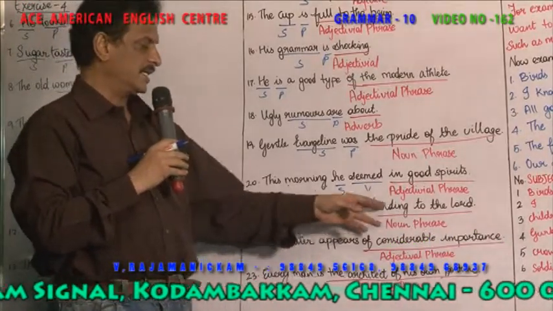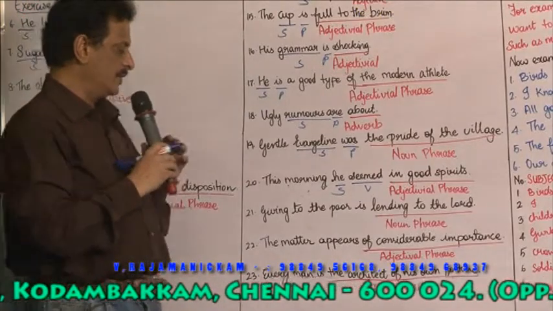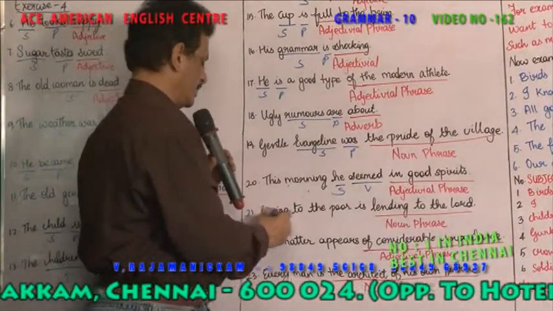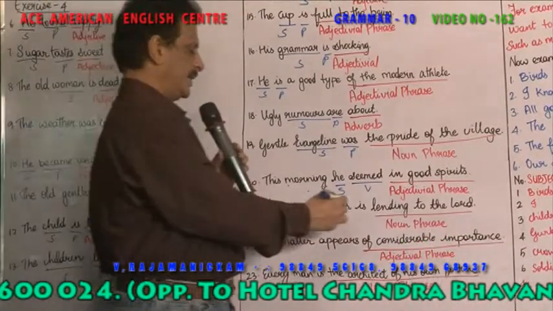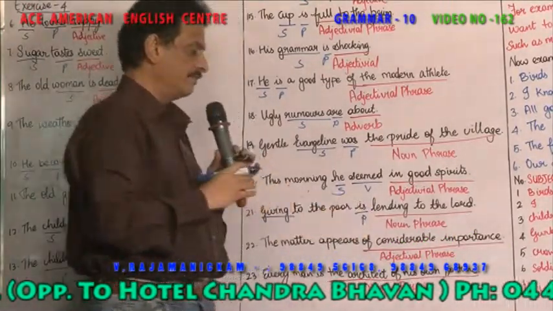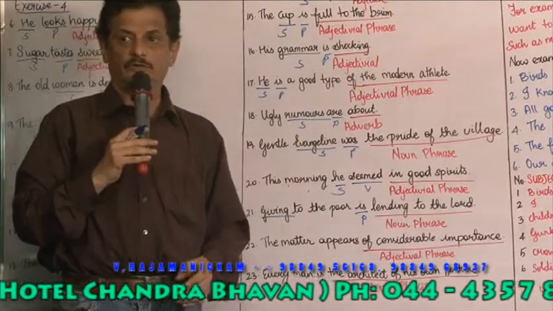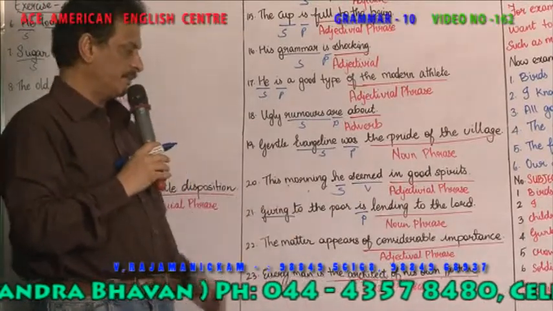Giving to the poor is lending to the Lord. So giving to the poor is the subject. Is is the predicative word, that is the verb. And lending to the Lord is a noun phrase. So it is the complement here.